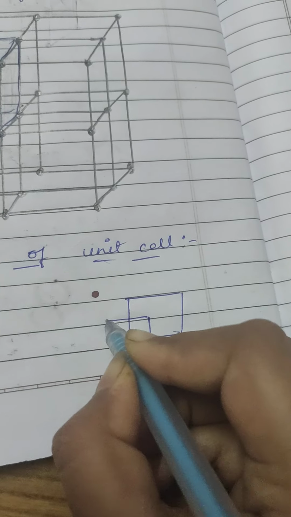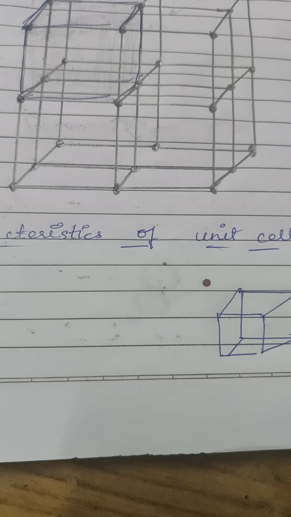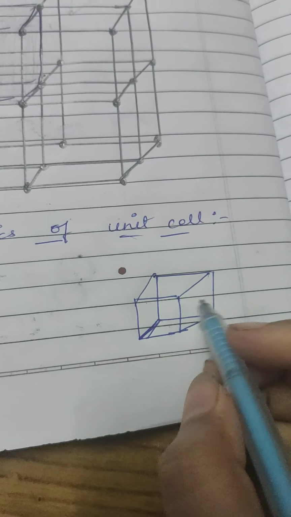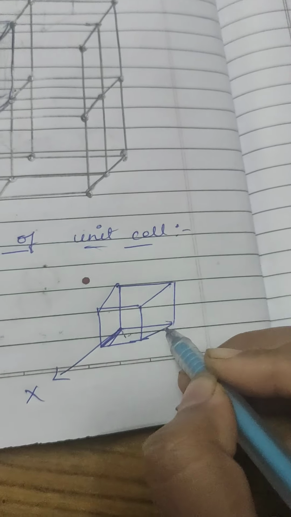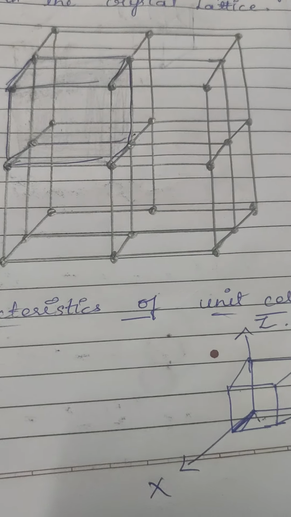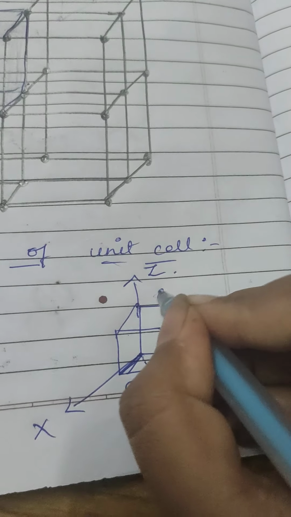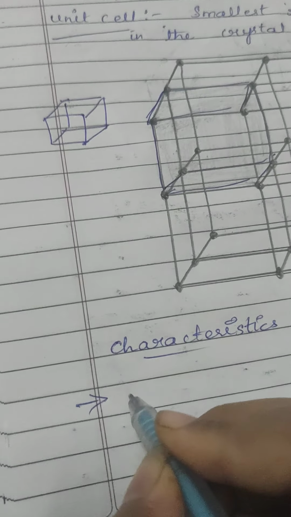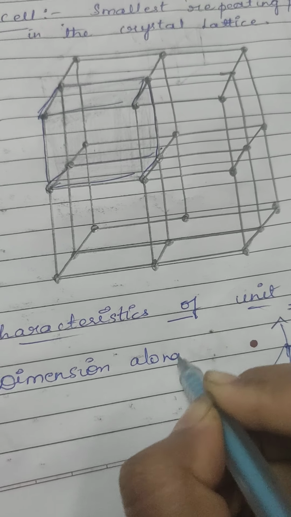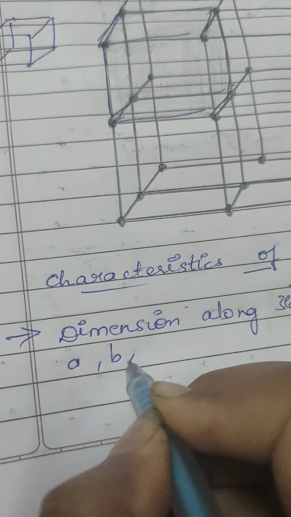What are the characteristics of a unit cell? Before that, you can see as it is a 3D figure, it will be in three axes, that is x axis, y axis and z axis. Here the three edges are A, B, C. This edge is A, this edge is B and this is C. That is one of the characteristics: the dimensions along the three edges, that is A, B and C.